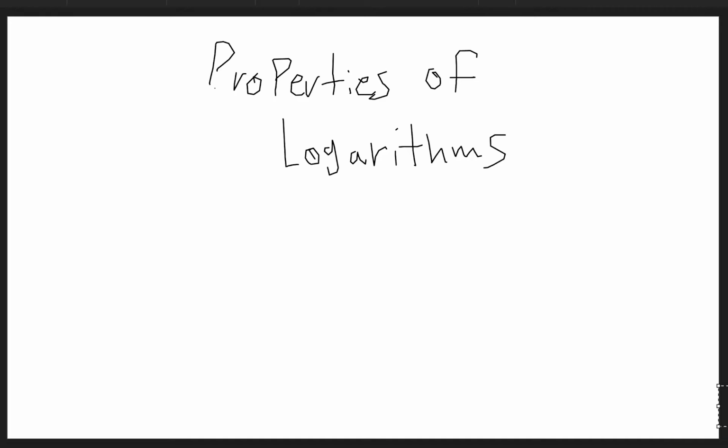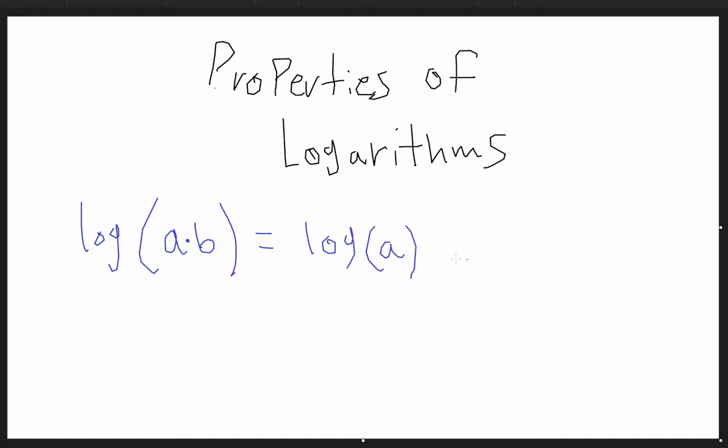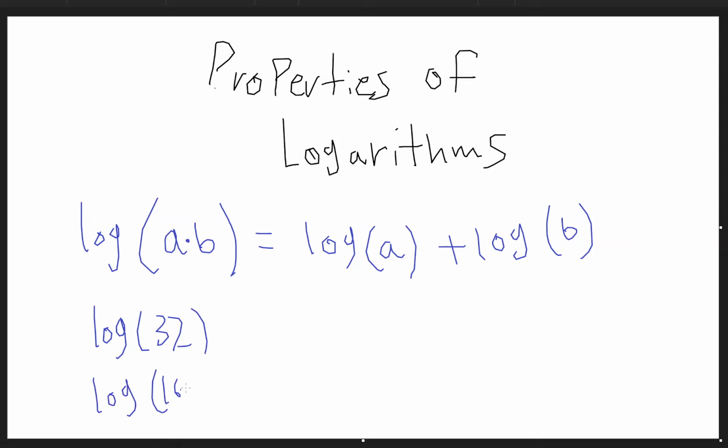So now another property here is log of AB, which you can write as A times B, equals log of A plus log of B. So going back to our point of log of 32, and it asks you to simplify, you can literally just write it as log of 16 times 2, and that will get you log of 16 plus log of 2.